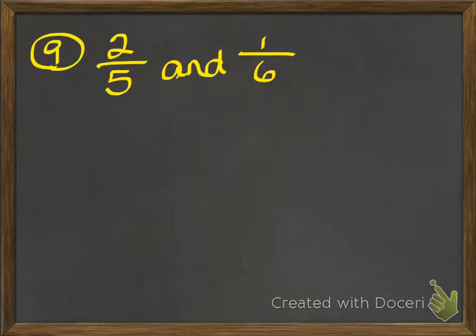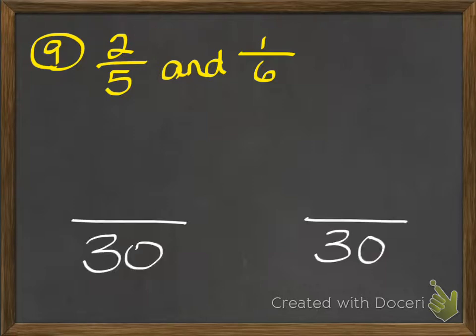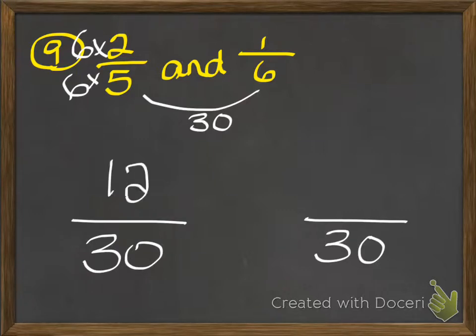Number 9, 2/5 and 1/6. Find the common denominator and rename the fractions. Okay, so I multiplied 5 times 6 and I got 30 as my denominator. To get to 30, I have to multiply 5 times 6. Whatever I do to the bottom, I have to do to the top. So I multiply 2 times 6 and I get 12.